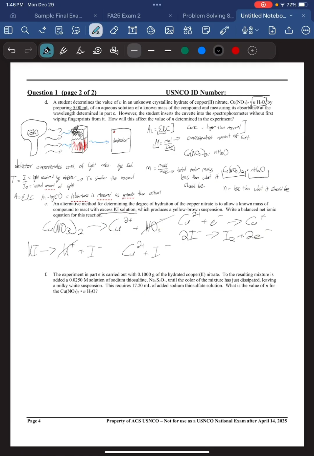So now where do we go from here? Well, now we can combine these two equations. We're going to use 2 copper 2 plus, again, to match up with the stoichiometry.